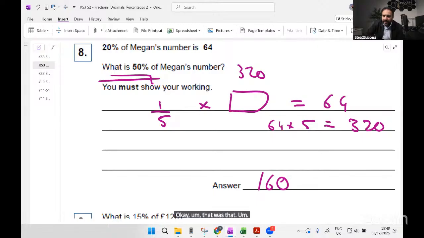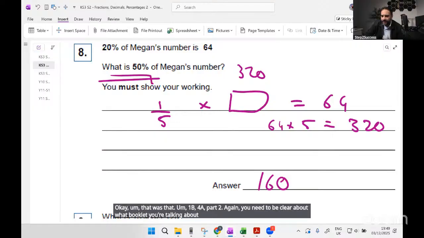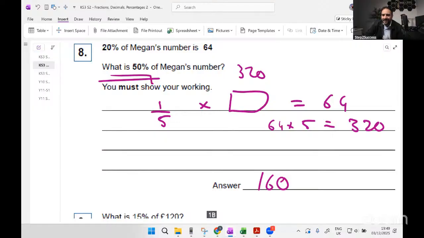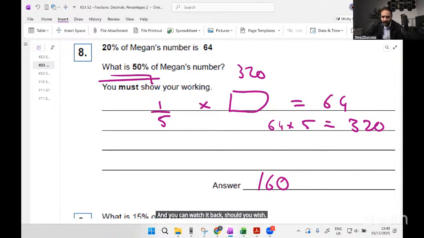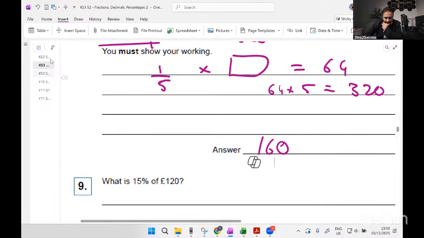1B, 4A, part 2. Again, you need to be clear about what booklet you're talking about for that question. 1B, 4A, part 2. If it's the expanding and factorizing booklet, then that has all been done. And you can watch it back should you wish. But 1B, 4A, part 1. I need to know which booklet you are referring to. Biology, sure. Happy to do that.